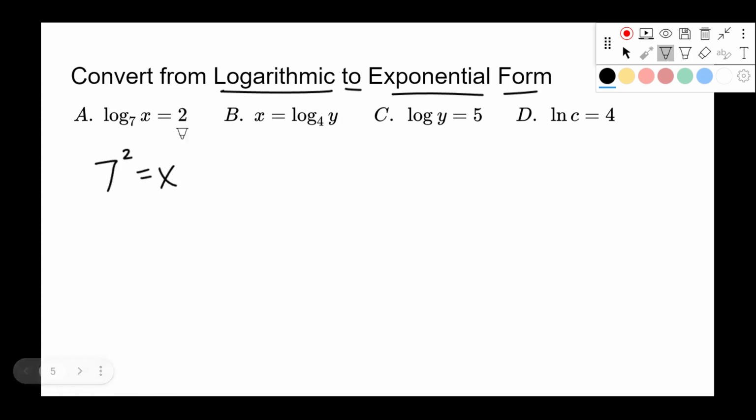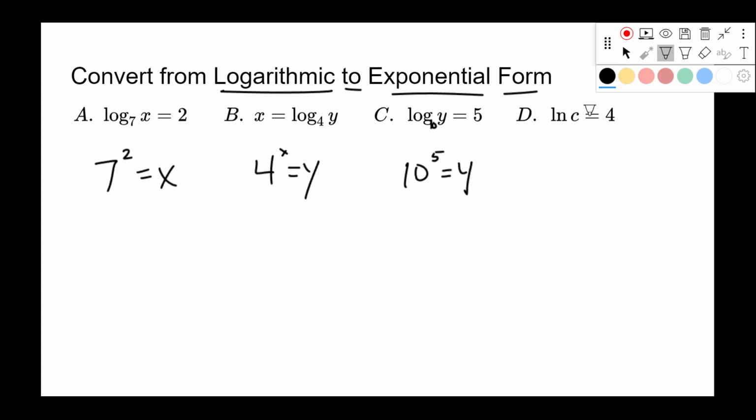We're just converting. I know you can figure out 7 squared, but all we're doing is converting from one form to the other. We don't have to figure it out. Okay, so log of y base 4 is equal to x. 4 is the base of the exponent. The x comes over, and the y comes over. 4 to the x equals y. Log of y equals 5. Well, log with no base, that means there's a 10 there that we don't see. So that's 10 to the 5 equals y.